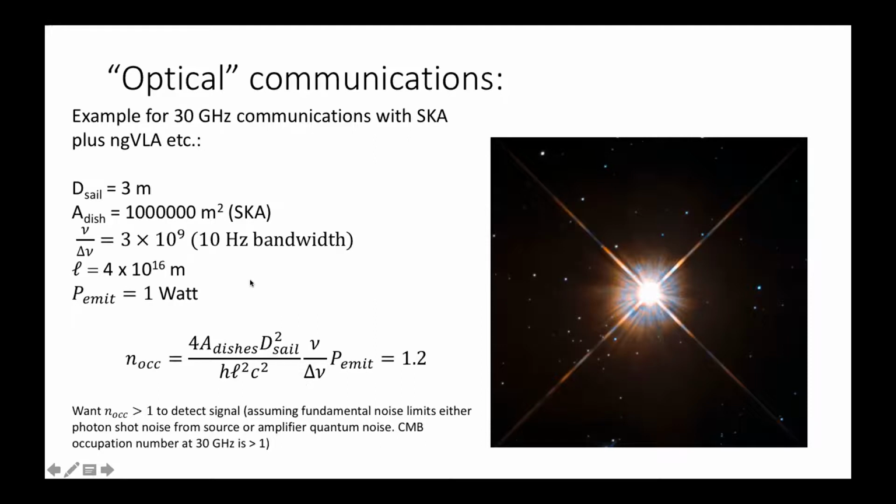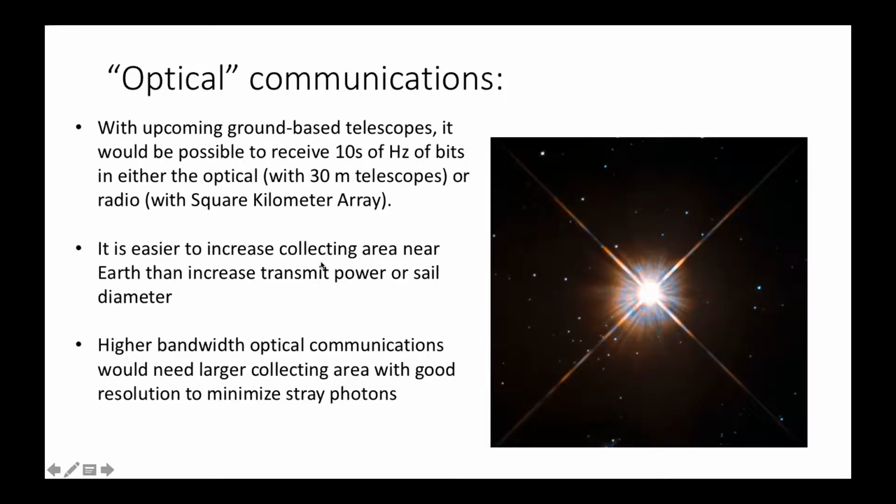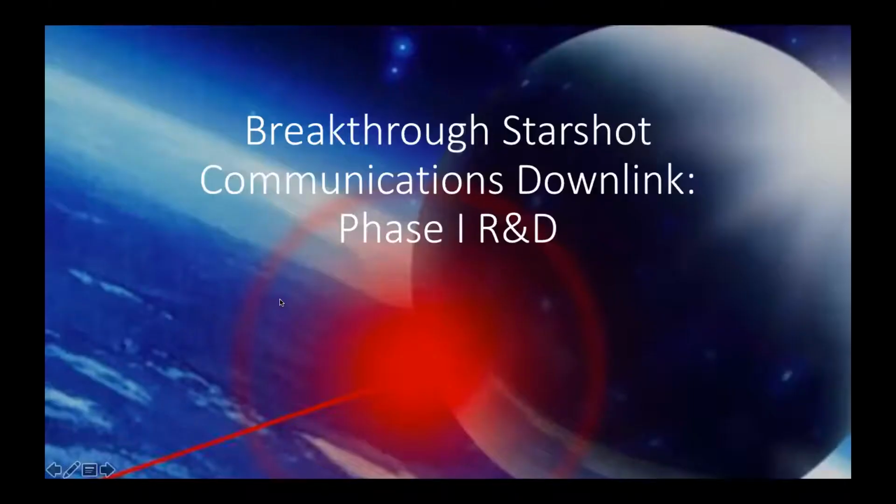And so you can do other calculations. So what if you didn't do it in the optical? Could you do this with a square kilometer array in the radio? And again, the answer is, well, maybe, but you need a watt on board at 30 gigahertz, but maybe you could do it at 300 gigahertz. So anyway, there are all kinds of different calculations that you can do to determine the best configuration. So we basically decided that we needed to have this R&D effort.